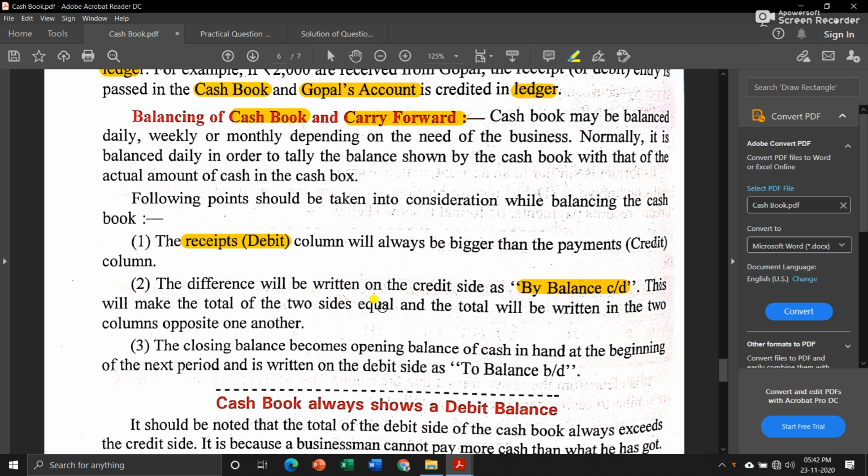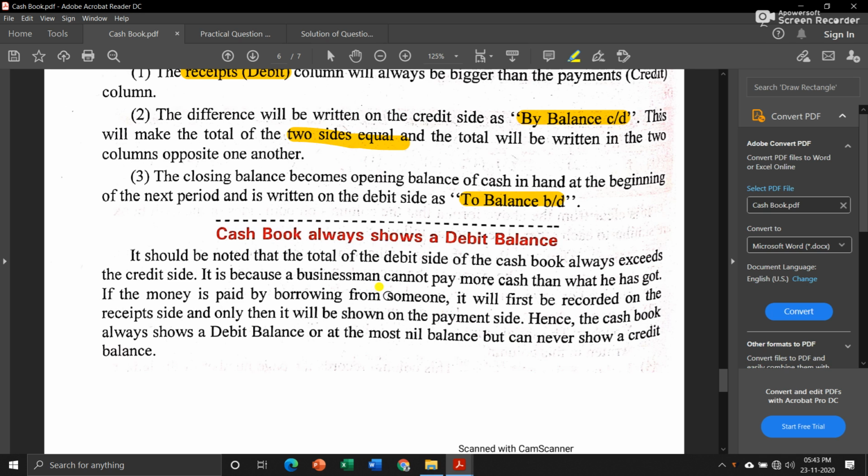This will make the total of the two sides equal. Just like in journal, we saw that both the debit and credit sides are equal. In a similar manner in cash book also, by finding the balance carried down, we will get both sides equal and the total will be written in two columns opposite one another. The closing balance becomes the opening balance of cash in hand at the beginning. When we find the balance carried down, it will become the balance brought down of the next cash book.